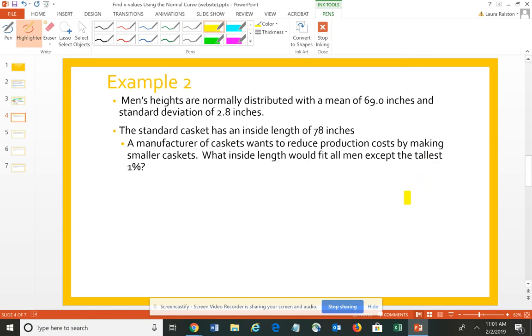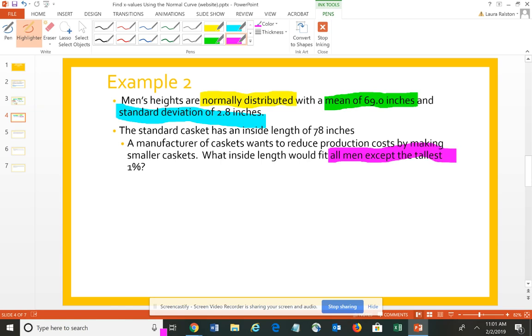Okay, so again, notice they start off telling us that men's heights are normally distributed. They tell us the mean is 69 inches, and they tell us the standard deviation. Now they tell us the length of a standard casket. We don't necessarily need to know that, but we want to figure out how big we could make the casket so that it fits all men except the tallest 1%.